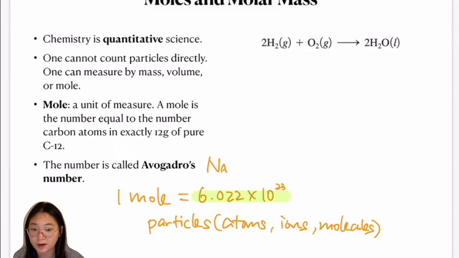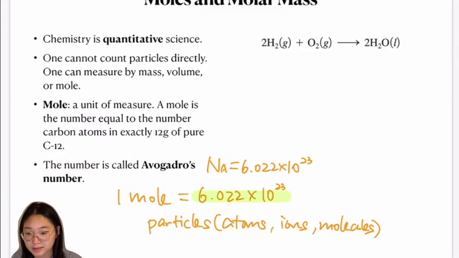So A stands for Avogadro. So N_A is equal to 6.022 times 10 to the 23. Okay, so again, this is similar to a dozen. A dozen is equal to 12. A mole is equal to 6.022 times 10 to the 23. And how we got this number is by approximating or measuring the number of carbon atoms in 12 grams of pure carbon-12.